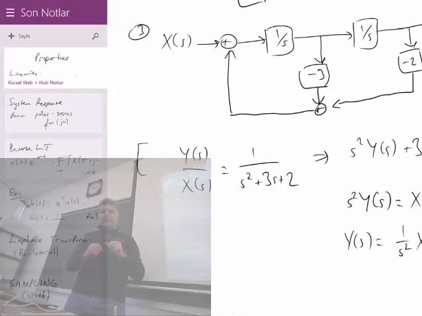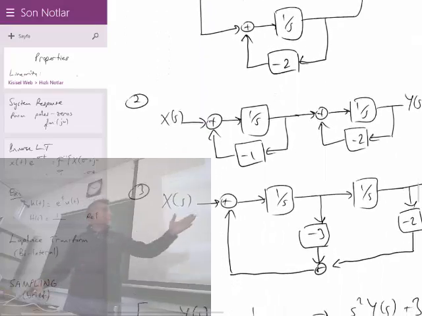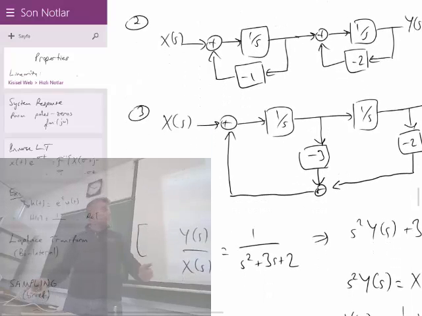Typically, questions regarding the system diagram implementation in Laplace type questions will require you to draw these three types, all of them. Implement it using a parallel implementation, which is the first type. And then I can say the cascade implementation, which is the second type, and then the direct implementation, which is the third type. Okay? You may be asked to do all of them, one by one.